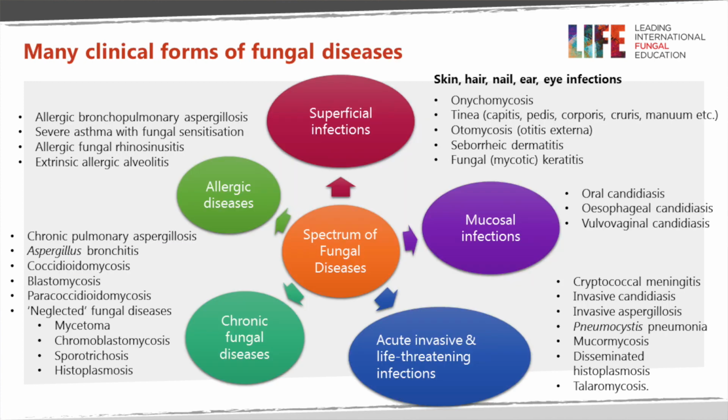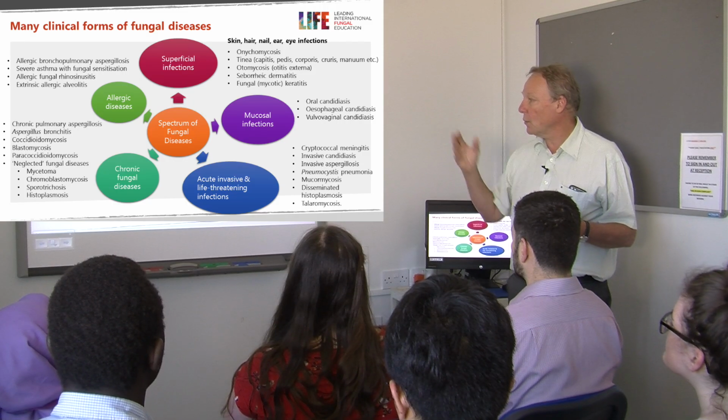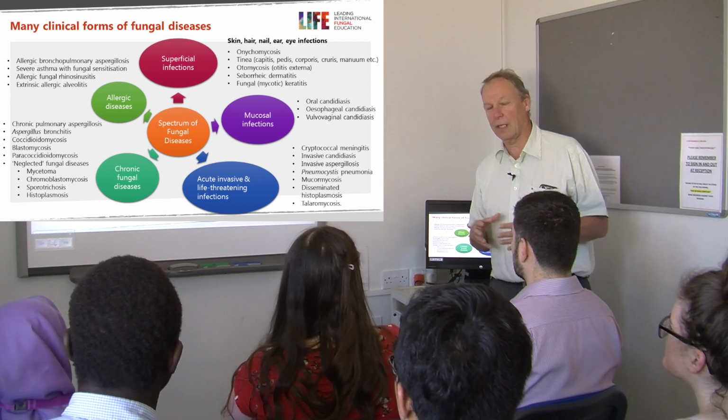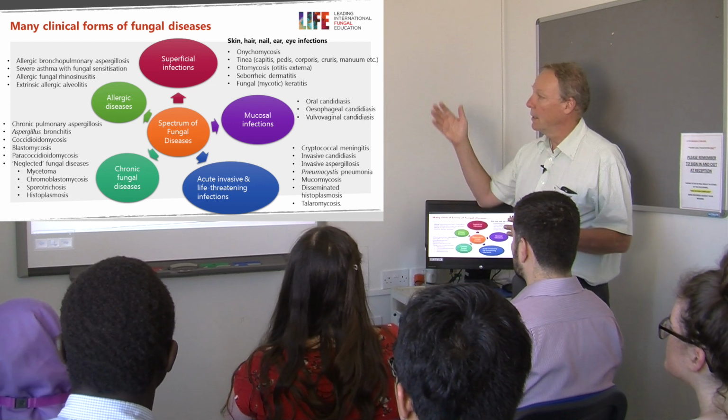Now you can divide fungal diseases into 5 broad categories. You have superficial infections, which are certainly the most common, including toenail infections such as onychomycosis, skin infections or hair infections, tineas, infections of the ears. Seborrheic dermatitis is common and actually one of the presenting features of HIV infection. And then there's fungal or mycotic keratitis, which is a very significant infection of the eyes.